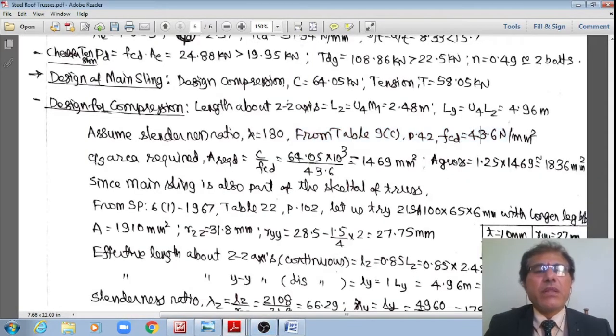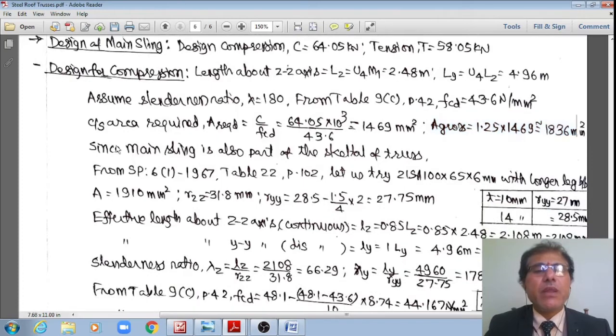Therefore, the cross sectional area required, A, is equal to the compression force, because I am now designing for compression. Therefore, compression force is equal to 64.05 kilonewton, divided by 43.6, which works out to 1469 mm square. However, you increase this area by 25 to 50%. I advise that you increase by 50%, not less than 50%. Now let us say if I increase by 25%, it works out to 1.25 multiplied by 1469, approximately 1836 mm square.